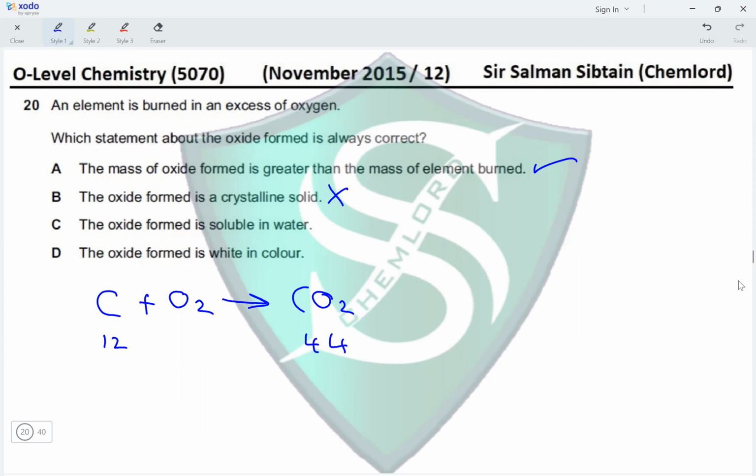The oxide formed is soluble in water. Carbon dioxide is partially soluble in water. It is not completely soluble, whereas there are other oxides like iron oxide, Fe2O3, which is insoluble in water. So this is incorrect. The oxide formed is white in color. Carbon dioxide is a colorless gas. It is not necessary that it is colored. And iron(III) oxide has a rust color or a red-brown color. So it is not always white in color. Therefore, the correct option for this question is option A.